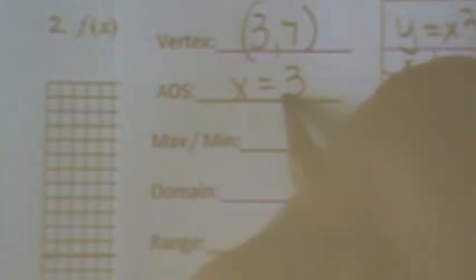Our vertex is 3, 7. Our axis of symmetry is the line x equals 3. This is going to be a maximum value, your vertex. Your domain is all real numbers, and your range is y is less than or equal to 7.